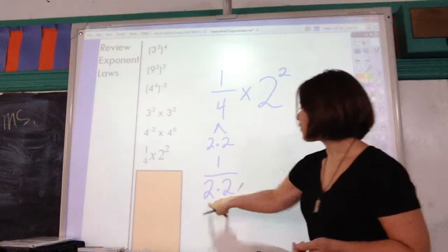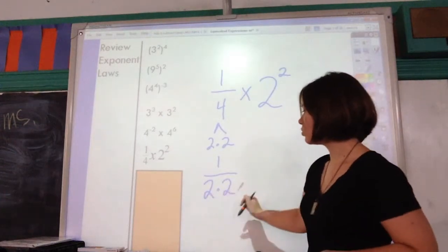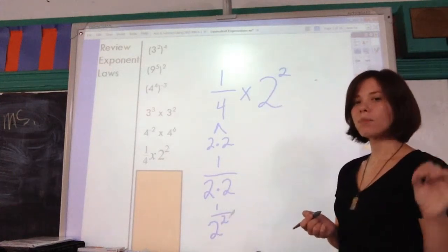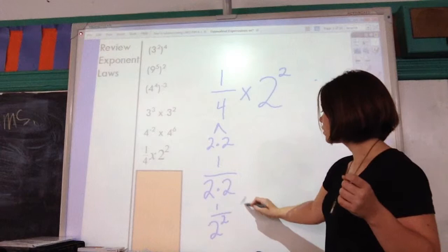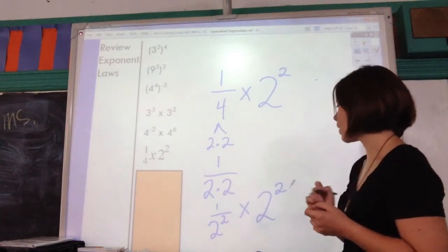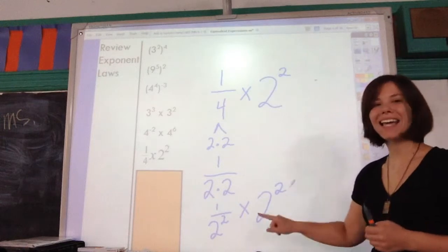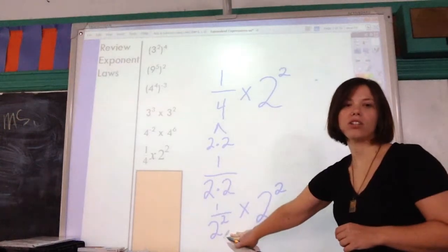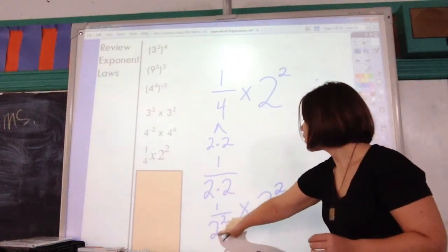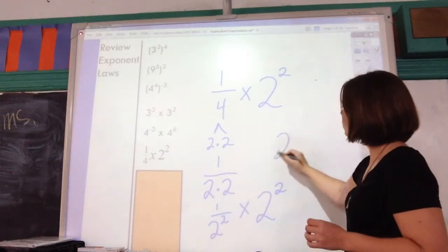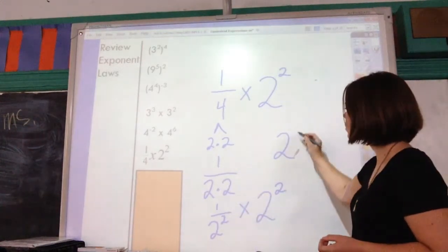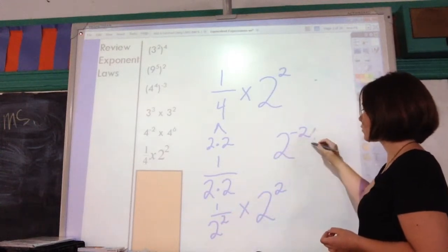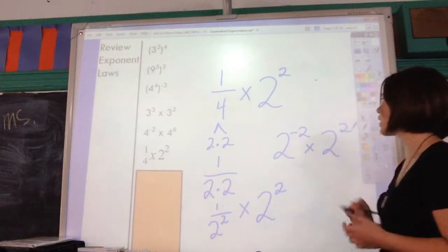So my base here is definitely going to be 2, and I can rewrite 2 times 2 as 1 over 2 squared. So my problem now is 1 over 2 squared times 2 squared. I can't do anything with this yet because I still have a fraction, but I can rewrite this fraction using a negative exponent. I keep my base of 2. I keep my exponent of 2, but I make it negative. That gets rid of the fraction. So 2 to the negative 2 times 2 squared.